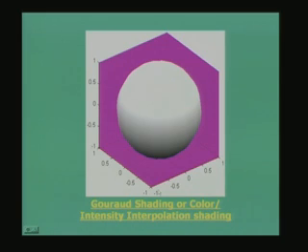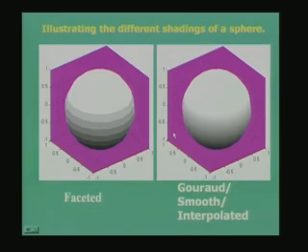Coming out of faceted shading, which is a very coarse approximation, we look at Gouraud shading, or color intensity interpolation shading, where you see suddenly that the interpolation is very smooth. It gives a very nice visualization of a very smooth surface. Okay. How do you get this? You look at the difference between faceted shading and Gouraud shading for the same surface.